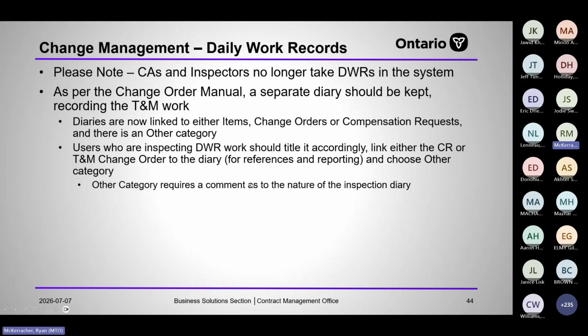So for CAs, as per the change order manual, a separate diary should be kept recording the time material work. So diaries can now be linked to either items, change orders, or compensation requests. So if an inspector is inspecting DWR work, they should be choosing either the change order or compensation request for that diary and linking it to it. And then there's an other category in there as well. So you can go other category and title it daily work record.